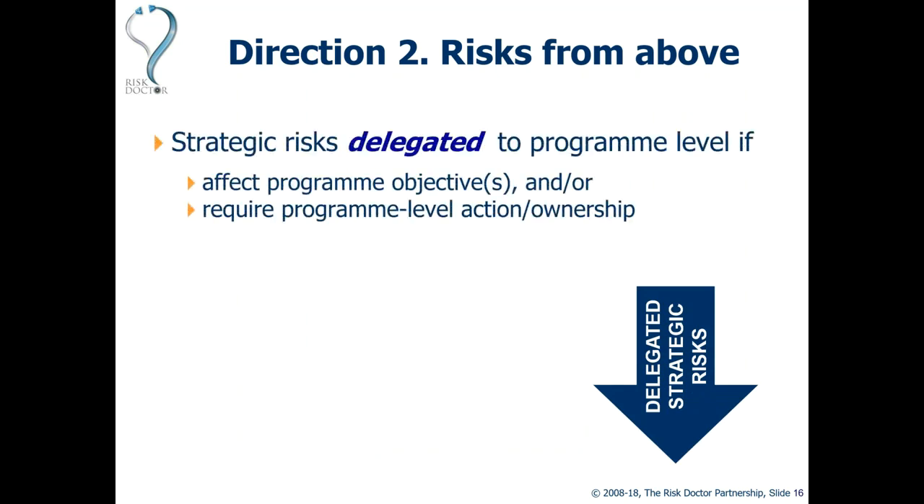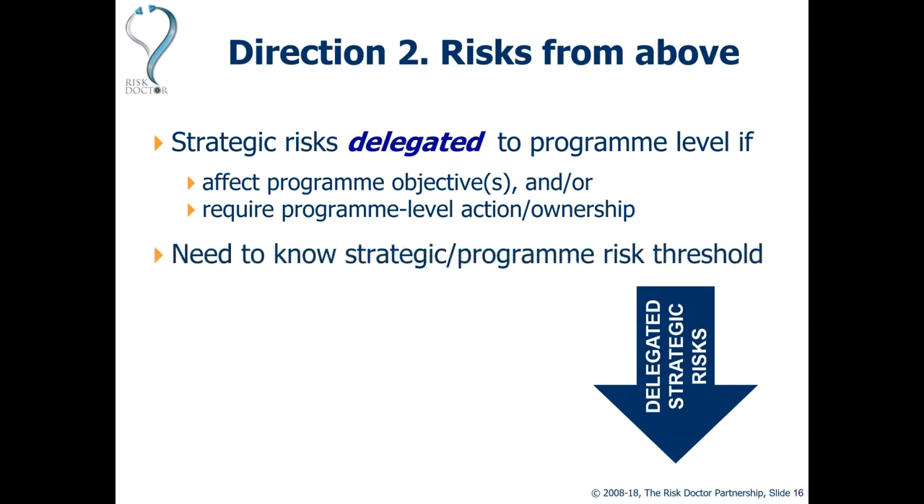Well, risks will be delegated to program level from strategy if either they affect program objectives or they require program level action or ownership. And this can arise from decisions about scoping, decisions about prioritization, decisions about changes in strategy or changes in our contractual or partnering arrangements, changes in the regulatory framework, all sorts of things which are managed at the strategic level, could be actually relevant for us to understand and manage, take ownership for at the program level.